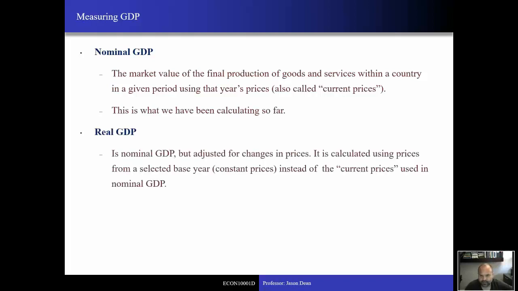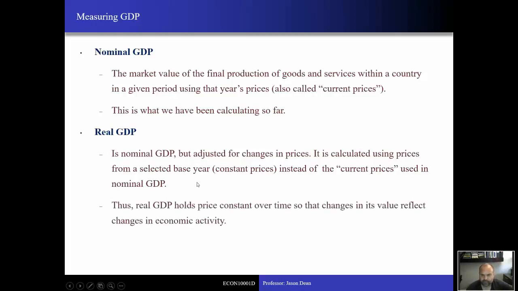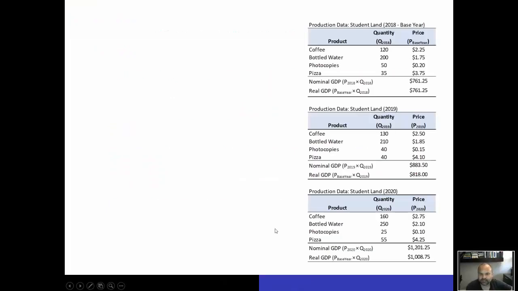Real GDP, on the other hand, adjusts for changes in prices. It's calculated using prices from a selected base year. So we pick a year; there could be some reason for picking a certain year over another. We pick a year and then we calculate GDP using only those prices. So we're holding prices constant at base year levels, and the value of GDP that we get, the differences in it, will reflect only quantity changes. Okay, so real GDP holds prices constant over time so that changes in its value reflect changes in economic activity.